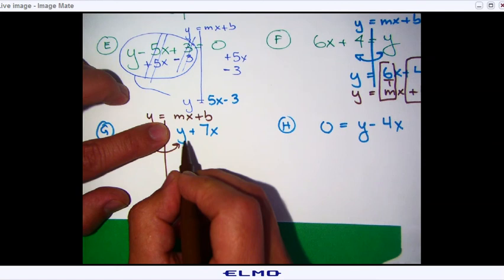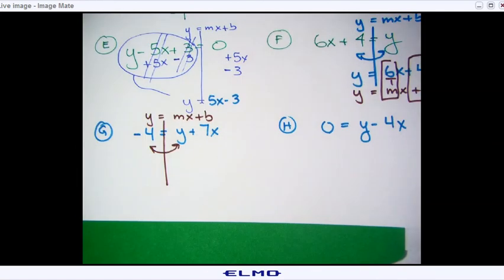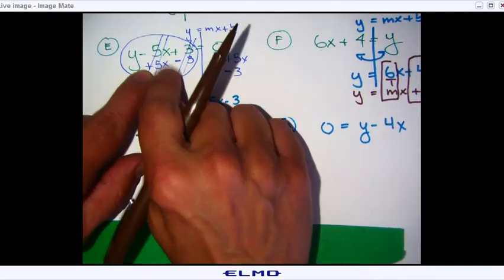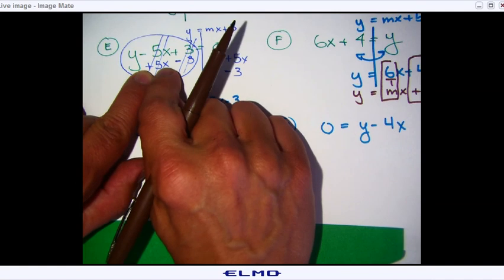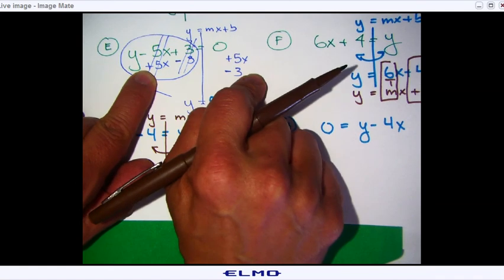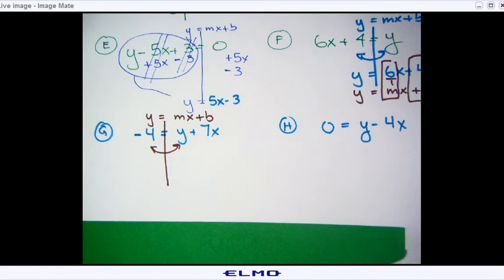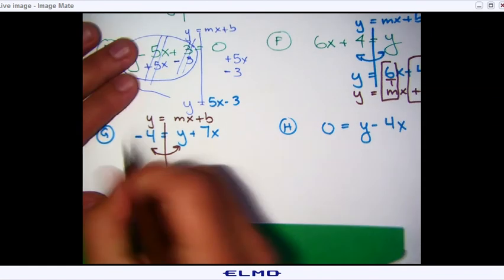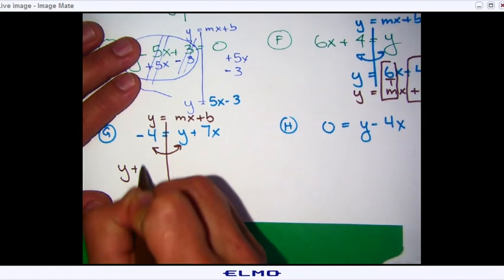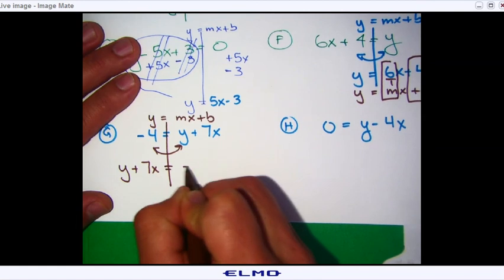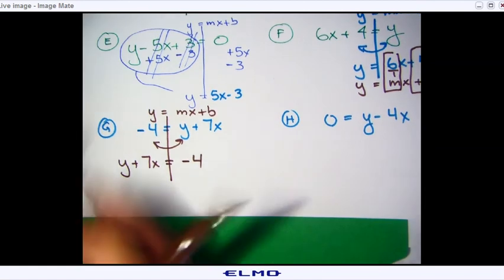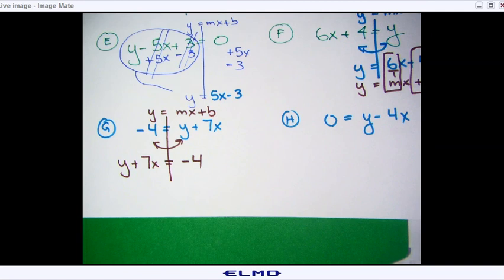But remember, you're not changing anything. You're just moving it. It's not like the other ones where what I do on one side I do to the other. You're just flipping them because the y is over here. So now it's y plus 7x equals -4.